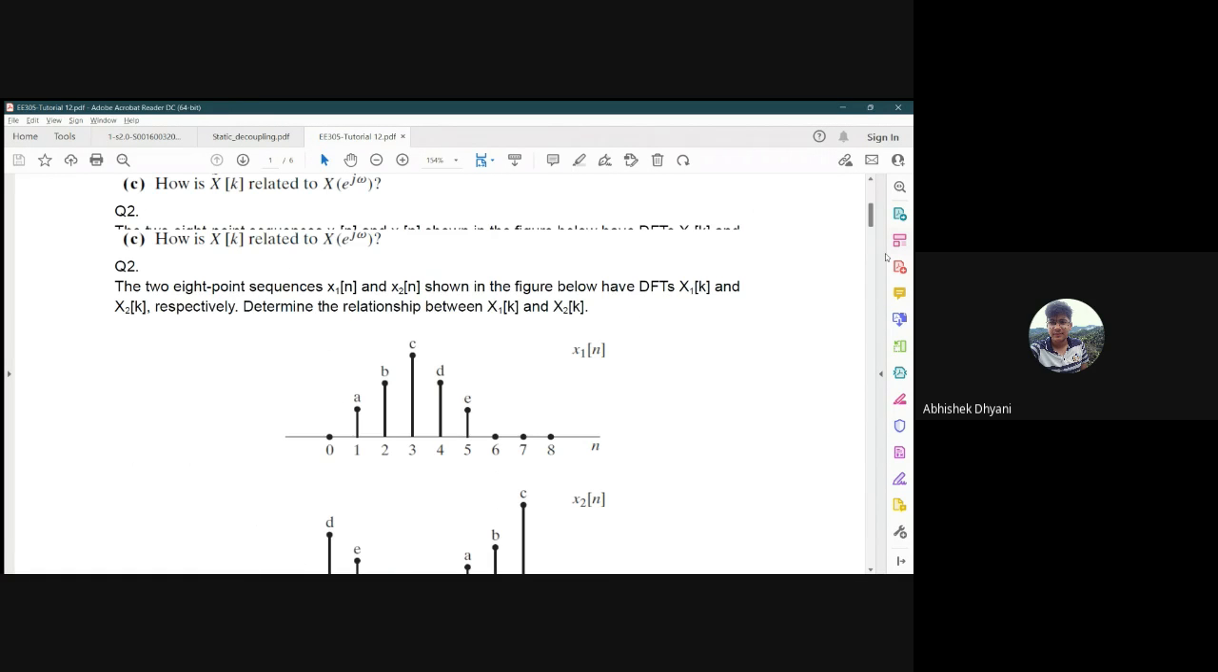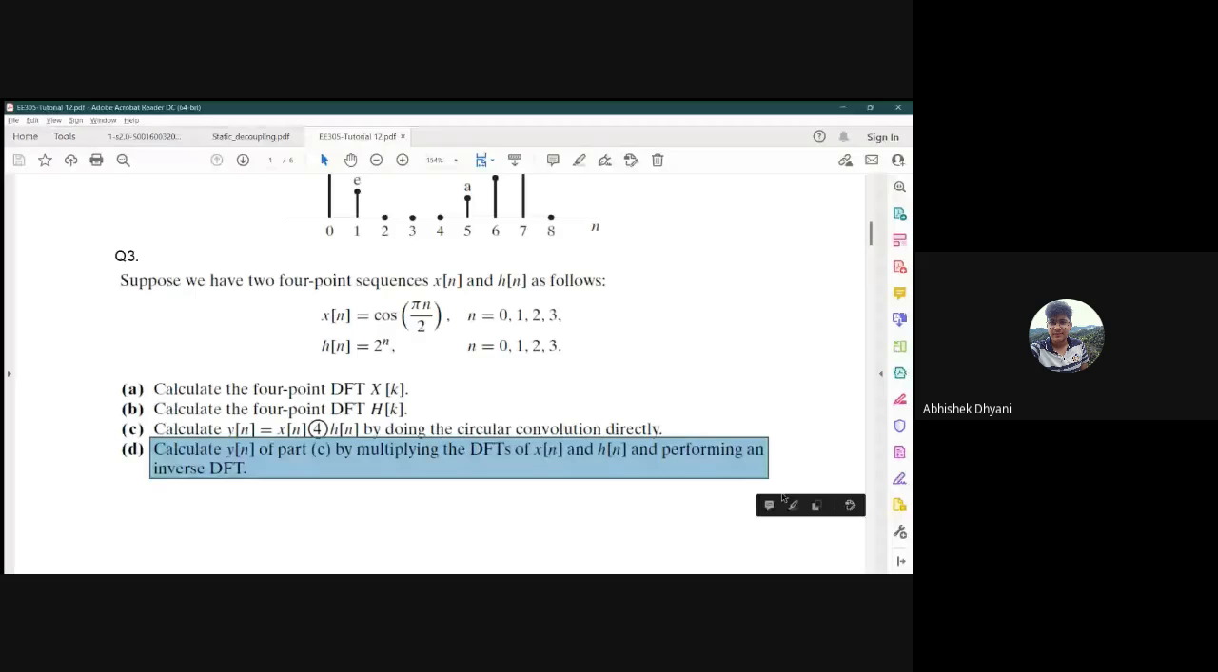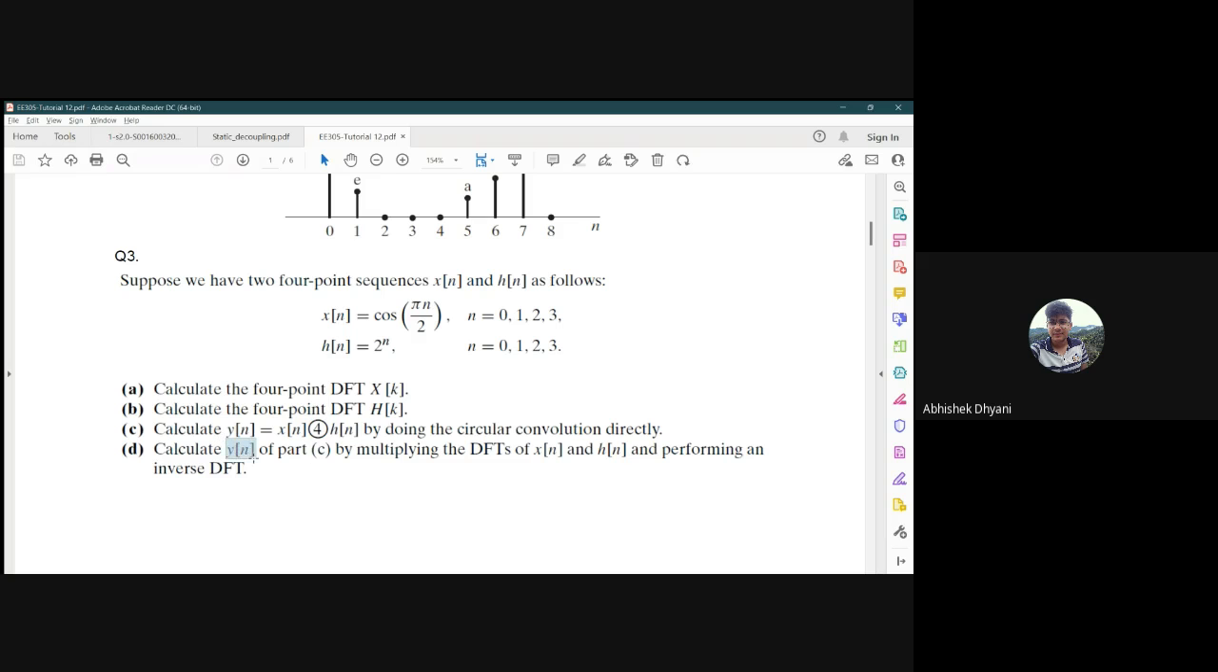Now, coming to the last part of question 3, we have y of n. Now we have to find out y of n, not by this method, but by actually taking the DFTs of x of n and h of n and then multiplying them, right? Because y of n is the circular convolution. If I take the DFT, it will just be the multiplication of the DFT of x of n and h of n. And then I can take the inverse DFT of the resulting Y of k to obtain this y of n.